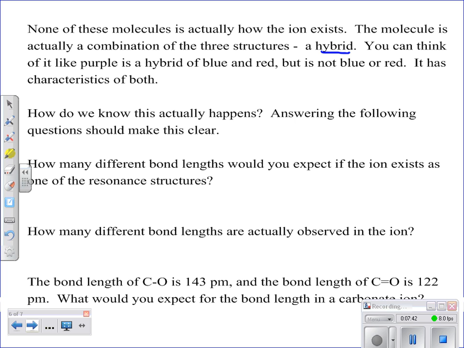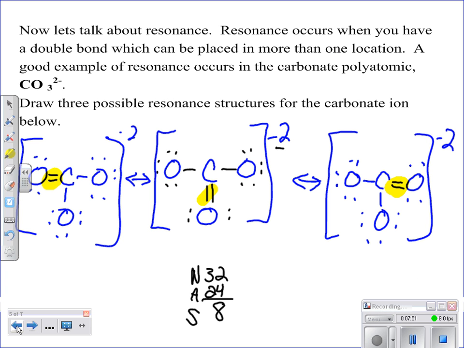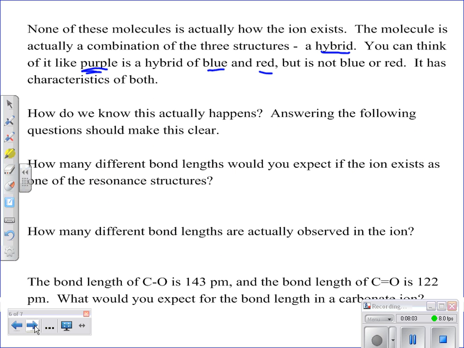The hybrid that's mentioned here is something like blue and red make that purple. But another way of thinking about it is a ceiling fan. You can consider each one of these structures as being like the blade of a ceiling fan. But when that ceiling fan starts going fast, it's kind of this mixture, this blend of all of that stuff. So that's what we're thinking is going on here.